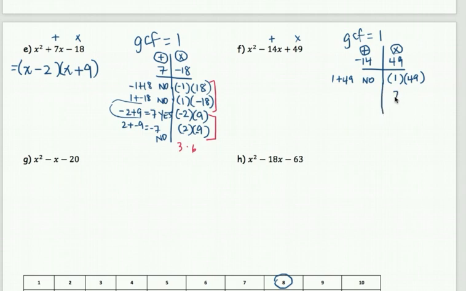The next one was 7 times 7. Okay, so 7 times 7 does make 49. But see how when I add them, it doesn't make negative 14? So this is still no, even though it was close, okay? So we have an issue here. So we've thought of all the factors, right? To make positive 49, but they don't add to make negative 14.